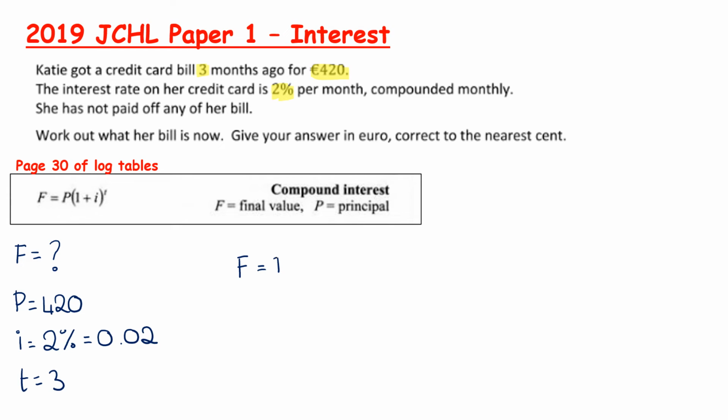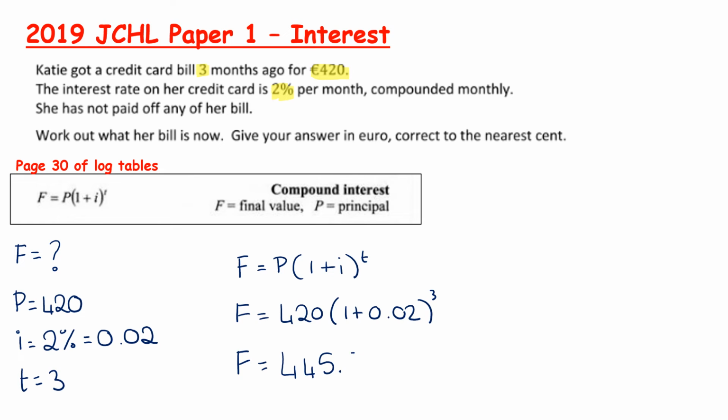So F is equal to P bracket 1 plus I to the power of T. So F is equal to 420, 1 plus 0.02, to the power of 3. We then go straight to our calculator, 420, 1.02 all to the power of 3, and we get 445.70736. That gives us €445.71. So lovely, straightforward little formula. And again, not one you need to know because it's on page 30 of our log tables.